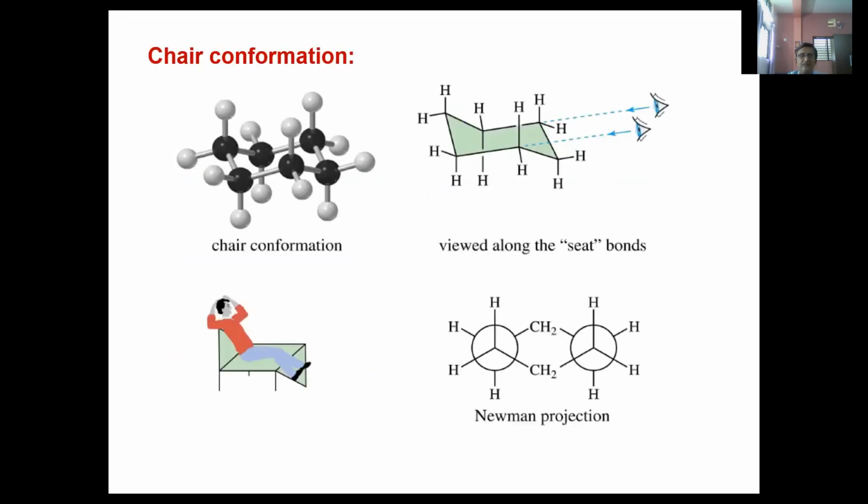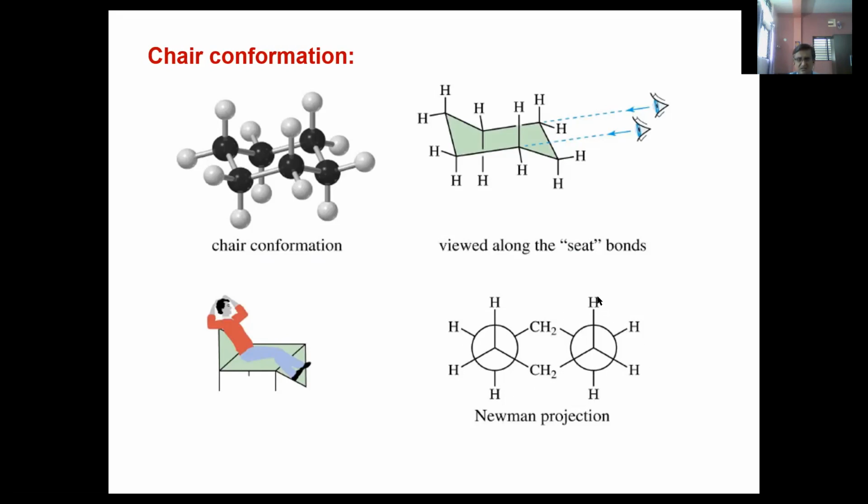Let us see. This is the chair conformation, the more relaxed form. This more relaxed form is more stable, because in the chair conformation, no atoms are in the eclipsed situation. This is a Newman projection that we are representing here. Every atom is far away from each other. In this Newman projection, no hydrogen atoms are eclipsed or near to each other.